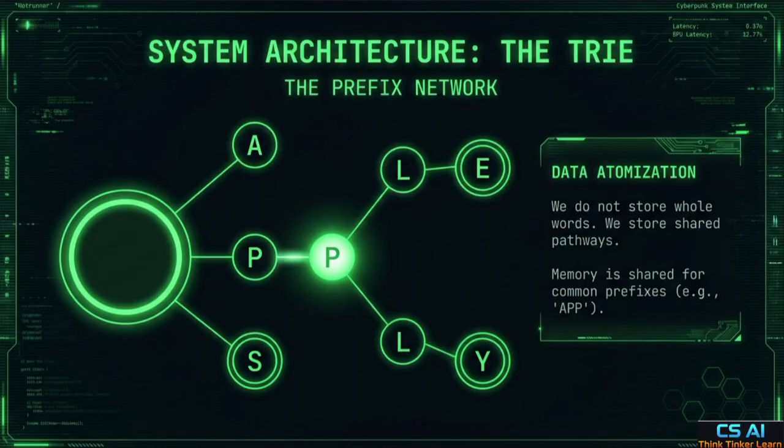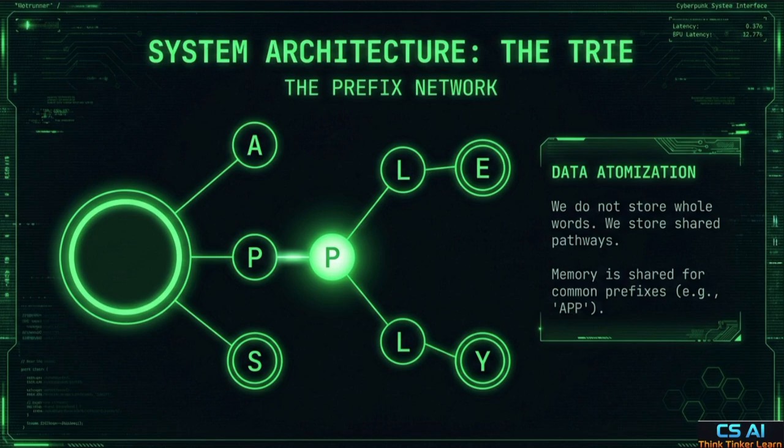Let's look at the first architecture, the Trie, also known as the prefix network. The core concept here is data atomization. In a standard list, we store whole words like apple or apply independently, wasting space on repeated characters. In a trie, we store shared pathways. Notice how app is a shared foundation. Both apple and apply branch off from that same central node. We aren't just storing strings, we are storing the journeys to create those strings.